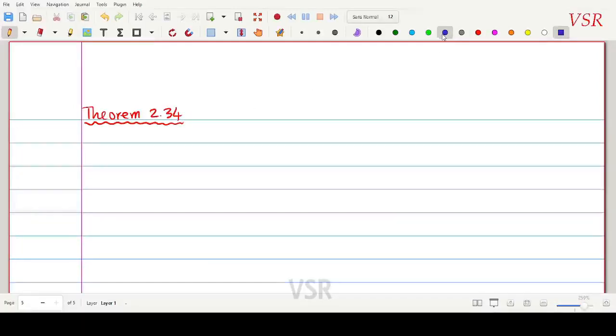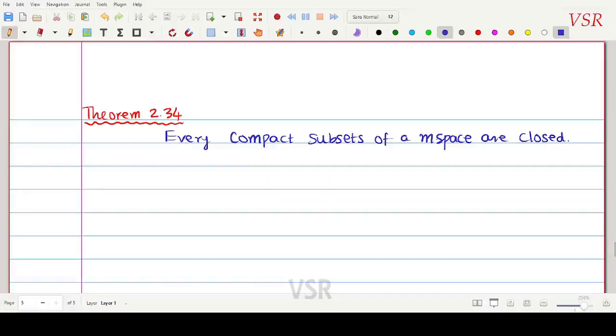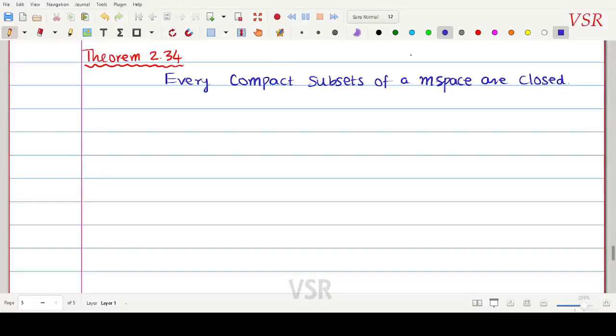Every compact subset of a metric space is closed. Something more interesting, and a proof. So in a metric space every compact set is going to be closed. I am going to prove this. Okay, shall we prove it? So we'll go for a proof.